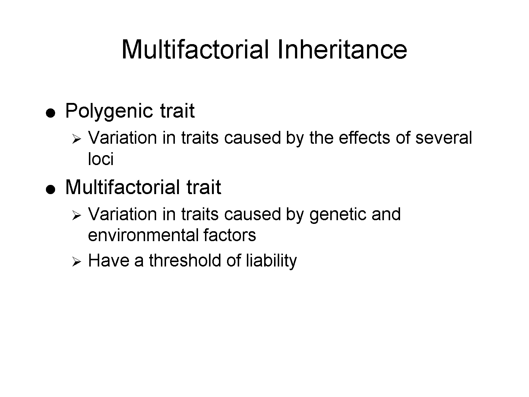A polygenic trait is a characteristic that is influenced by the combined effects of multiple genes, each contributing a small part to the overall outcome. A multifactorial trait, on the other hand, results from the combined influence of both genetics and environmental factors. These traits often have a threshold of liability, meaning that only when the combination of genetic and environmental influences crosses a certain point does the trait or condition actually appear.